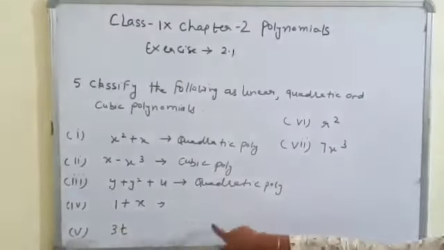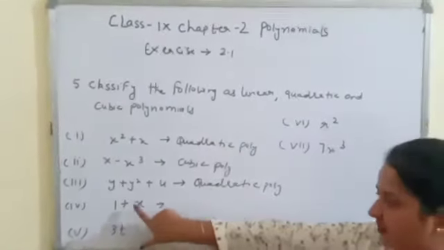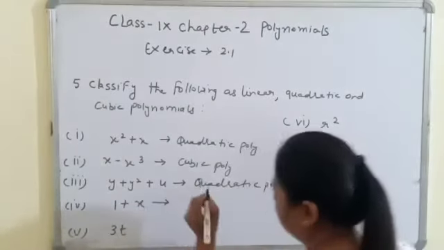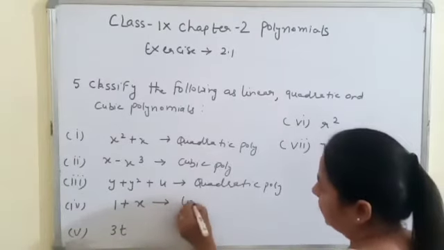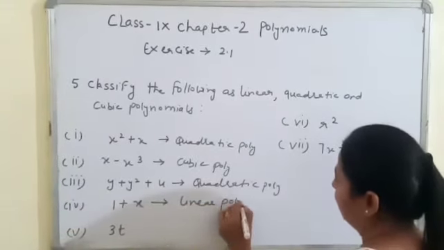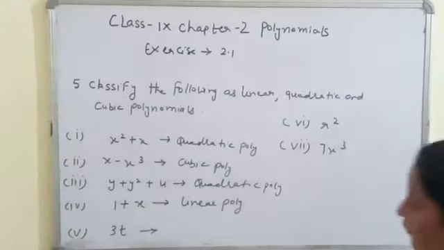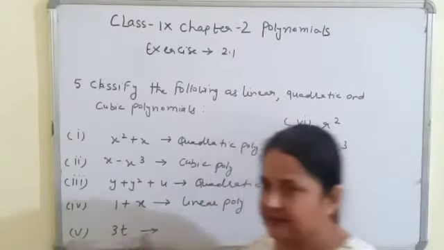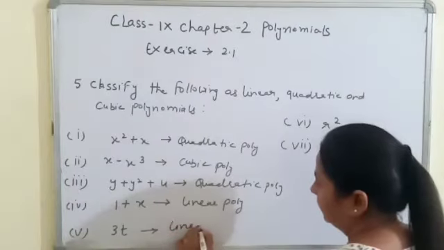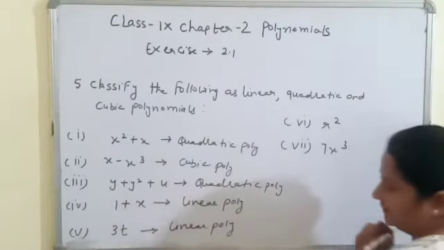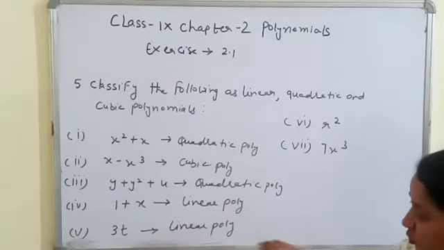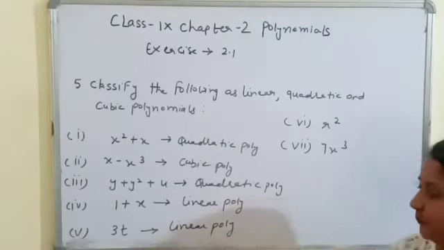In the fourth part, 1 + x. In this polynomial, x has the power 1. So this is called a linear polynomial. A polynomial whose degree is 1 is called a linear polynomial. Fifth one is 3t. This is also a polynomial which has one term, and this term has degree 1. So this is also an example of a linear polynomial. In class 8, you did a complete chapter on linear equations in which you had to find the value of x and y.